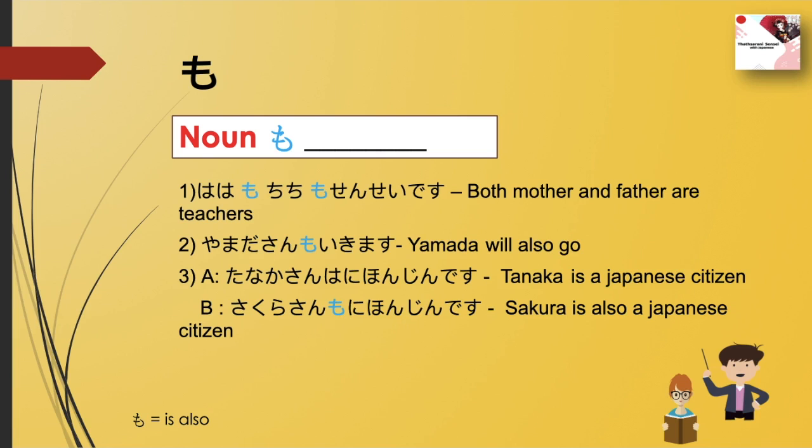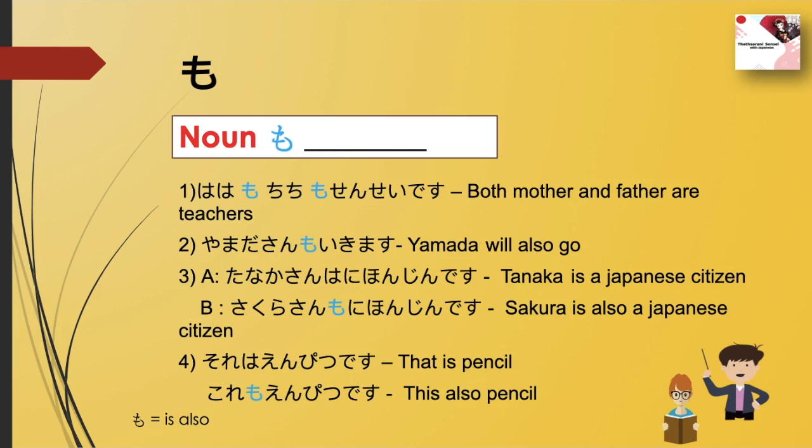Okay. Now let's take a look at the final example. Here in the conversation, the first part is that is a pencil, and the last part is this is also a pencil. The first one in Japanese is sore wa enpitsu desu, and the last one is kore mo enpitsu desu, right? In the first dialogue we can see this sore, and that means that, okay? And we have this enpitsu. Enpitsu means a pencil, right?